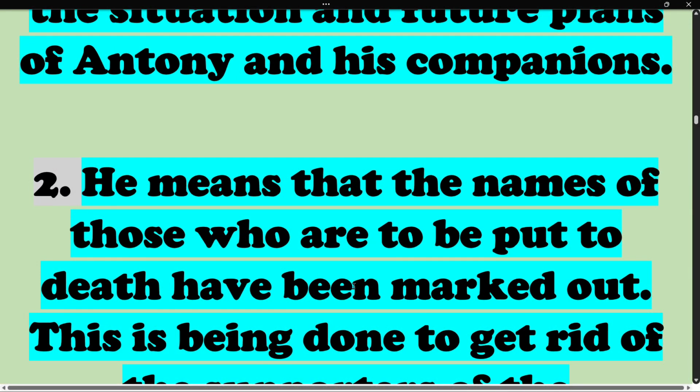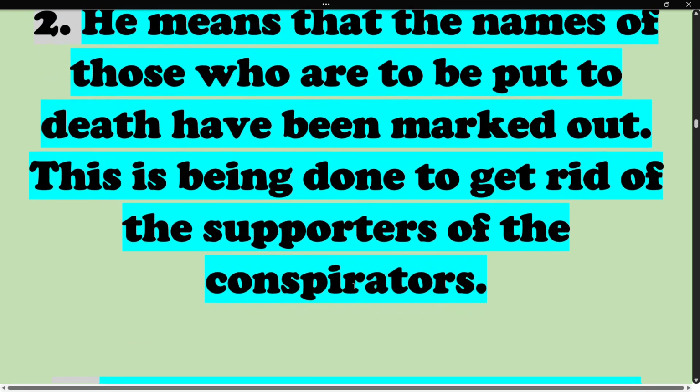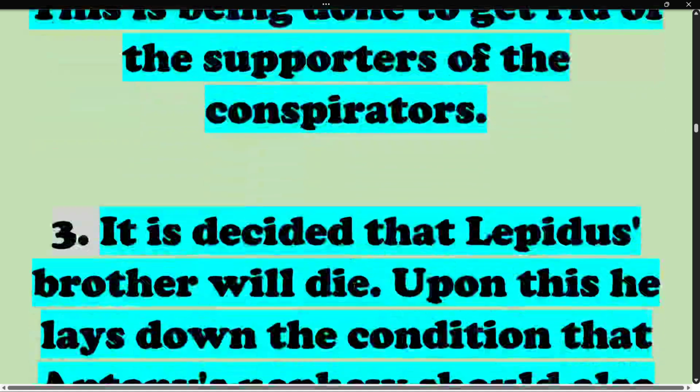Now second answer. He means that the names of those who are to be put to death have been marked out. This is being done to get rid of the supporters of the conspirators. Okay. Now let's move to the third one.